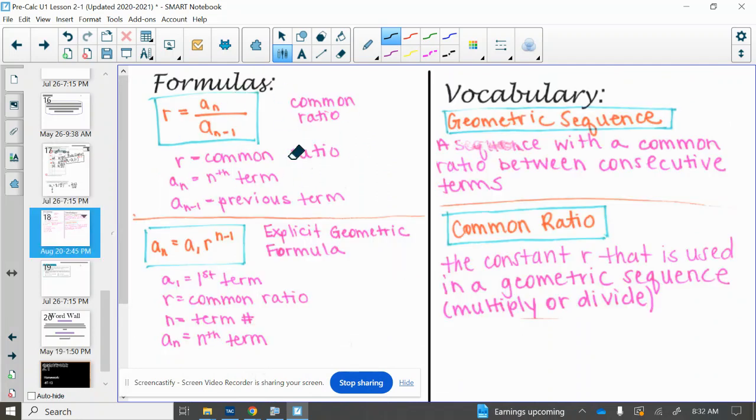So again, the big idea of today: finding your common ratio, as well as using that explicit formula to find the value of a term in a geometric sequence.